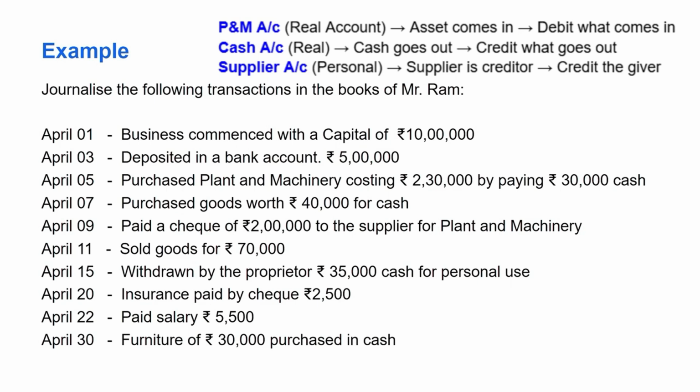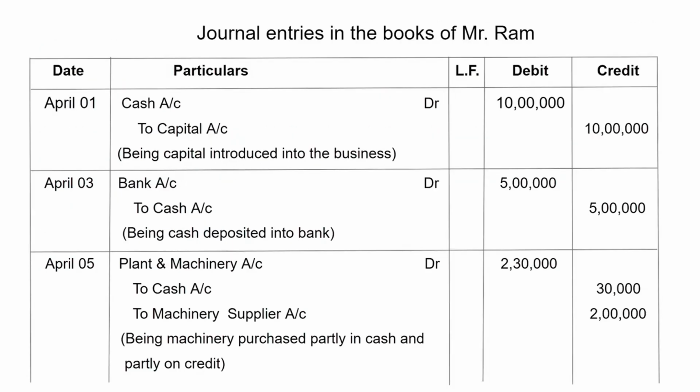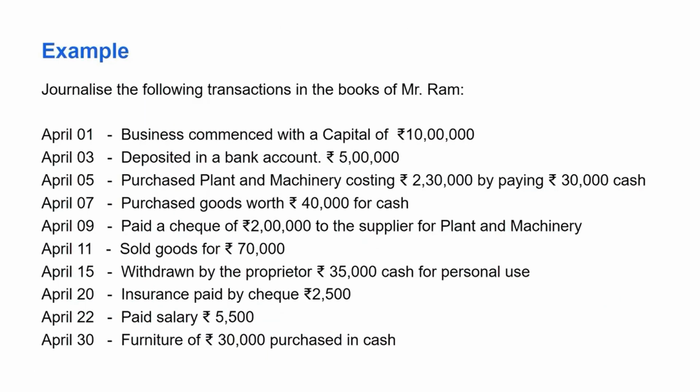So the transaction is April 5th, plant and machinery account debit 2,30,000. It is the whole amount. And next we paid cash. To cash, only 30,000. And the rest will be paid on credit basis, to machinery supplier account, that is 2 lakh. And the narration is being machinery purchased partly in cash and partly on credit. That is 2 lakh we have to pay to the supplier. And the next transaction is purchased goods worth rupees 40,000 for cash.